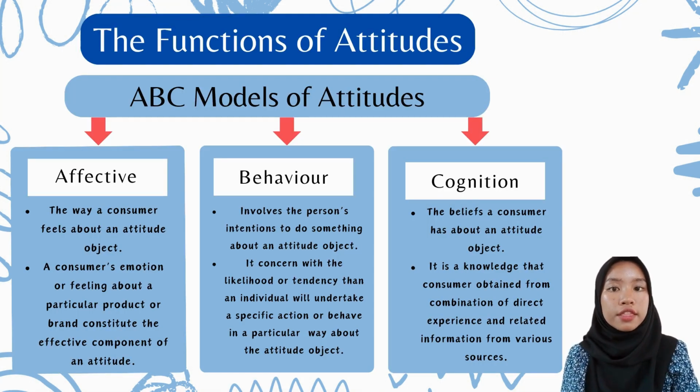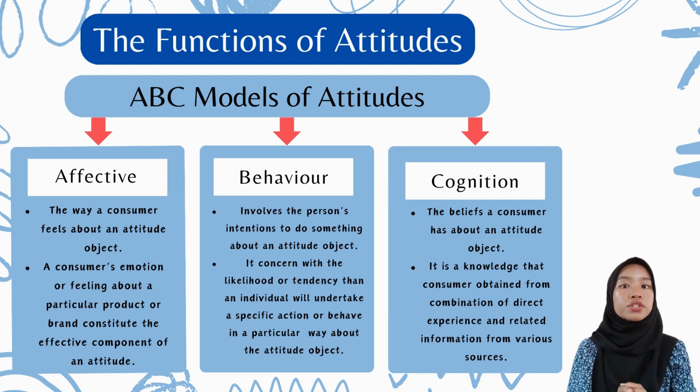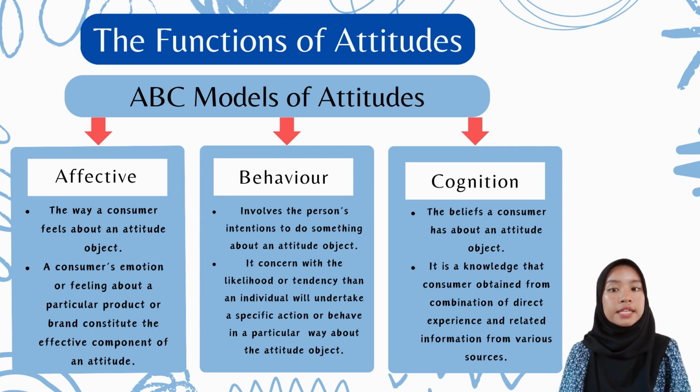Moving on, the functions of attitudes based on the ABC model of attitudes. This model consists of 3 components, which are affective, behavior, and cognition. Affective is the way a consumer feels about an attitude object. A consumer's emotion or feeling about a particular product or brand constitutes the affective component of an attitude.